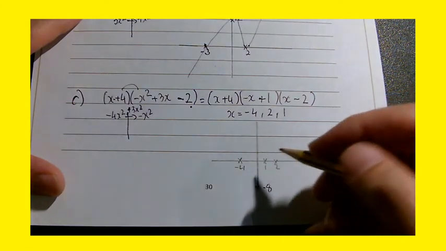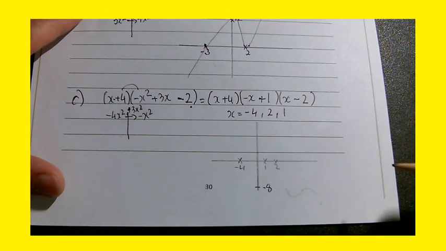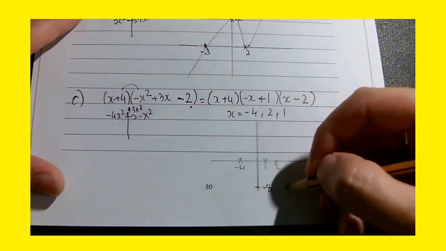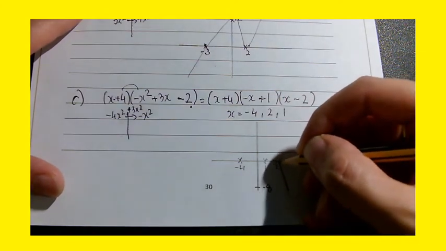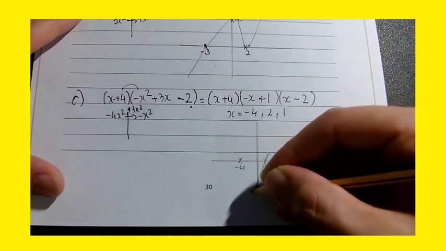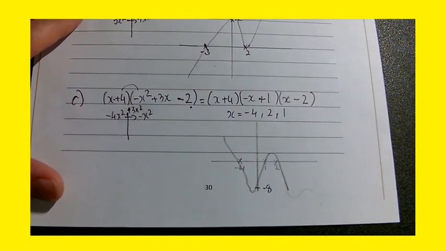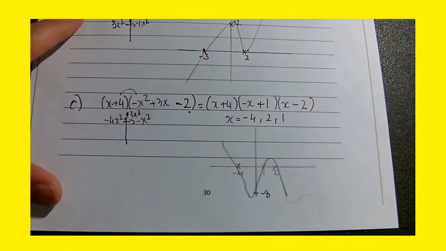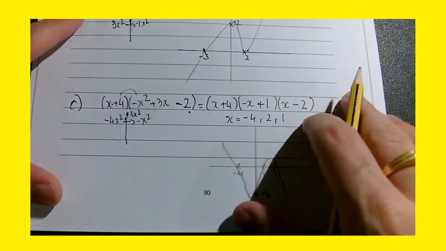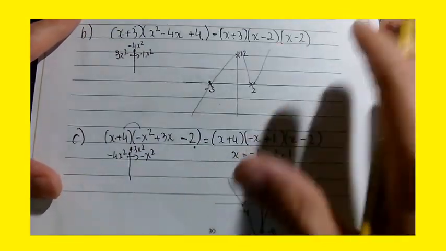2. Now a negative cubic goes in this general fashion, so it's going to come up through 2, go through at 1, cut at minus 4. It's going to have that general shape. Okay. And that's how we sketch cubics using factor theorem, and also using this method, which is a lot quicker than algebraic division.